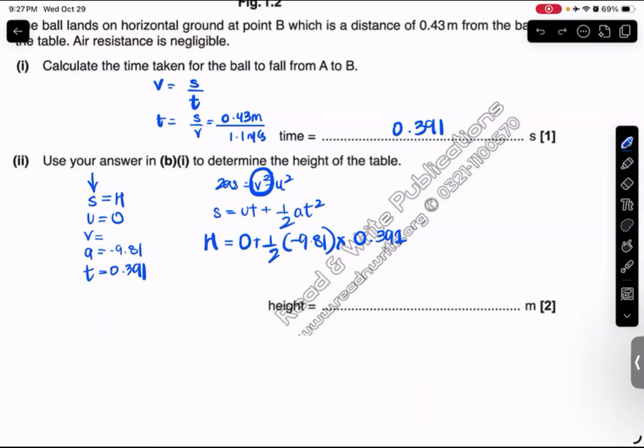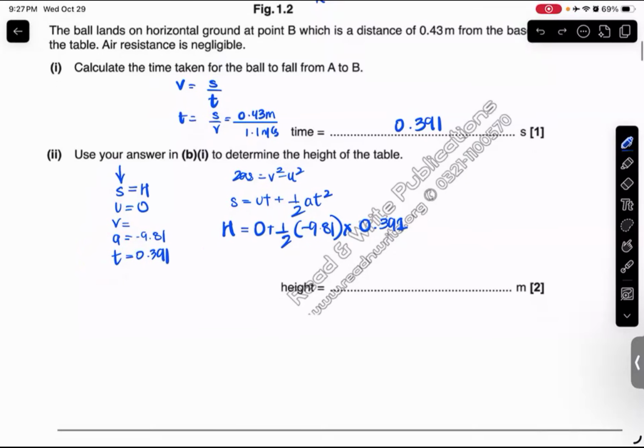Because in order to calculate v, you will first have to use the first equation of motion. V is equal to u plus at. Then when you find V, you plug it over here, and then you will find S. That's one way to do it as well. So this is just the easier one, with fewer steps. So H turns out to be, let me check.